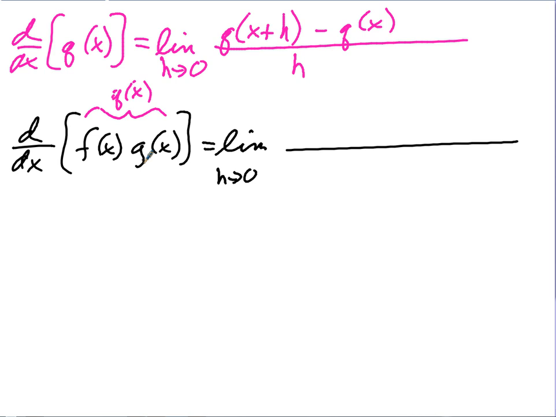So that's going to look like, this part right here is going to look like f of x plus h times g of x plus h, right? That make sense? Okay. So there's our product evaluated at x plus h minus plain old q of x, which is just that, right?